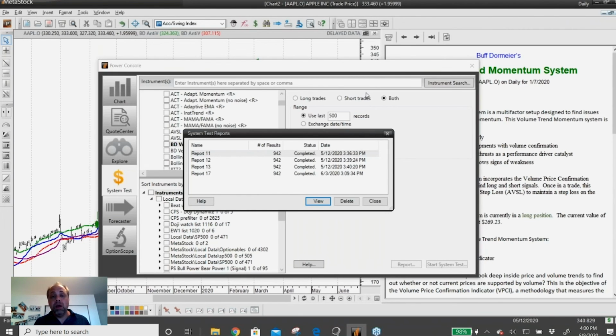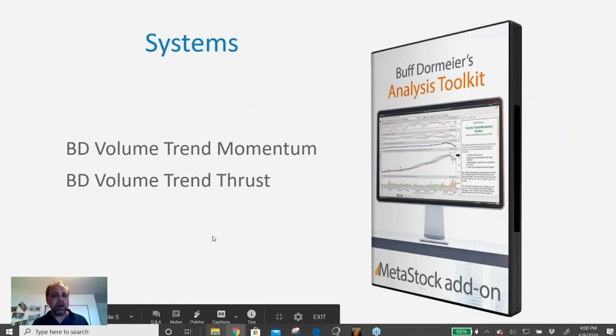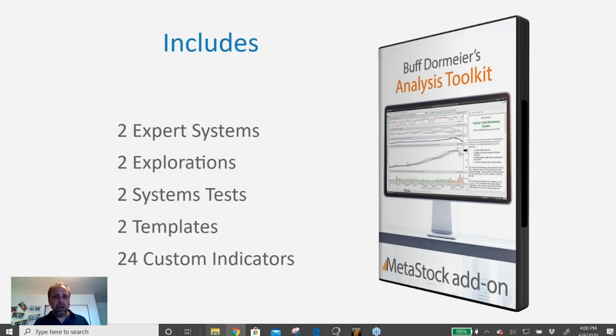The Buff Dormeier analysis toolkit does take advantage of charting, the expert advisor, the scanner, and the system tester. And it does a very, very good job of doing all of that. So what I want to do is really talk a little bit about how this is a full-fledged analysis toolkit. It does have, as we talked about, 24 custom indicators, the 2 templates, 2 system tests, the explorations, the ability to scan, the system test.